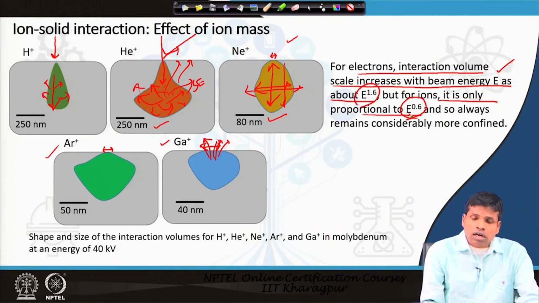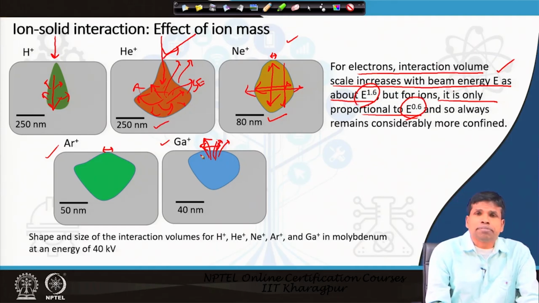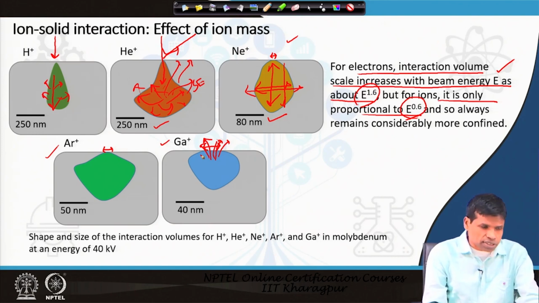Therefore, when ions interact with the specimen, the signal comes more from the surface or near the surface. That means it can give more surface information as compared to electrons when we use them as a source.